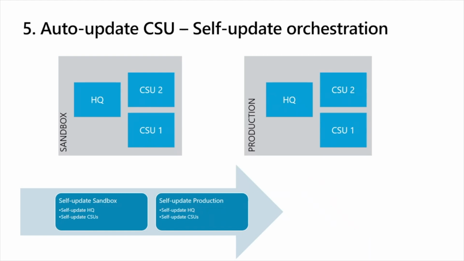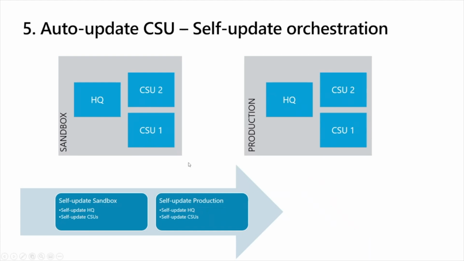So for instance, some of our customers might say this weekend they want to self-update the HQ in their sandbox environment, and the next weekend they might want to self-update CSU. Likewise in production, one weekend they might update HQ, the second weekend they might update one CSU, and the third weekend they might update the second CSU. That gives them the fine-grained control to roll out the updates in a staged fashion to minimize any impact to their business.